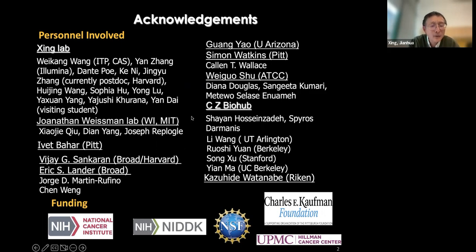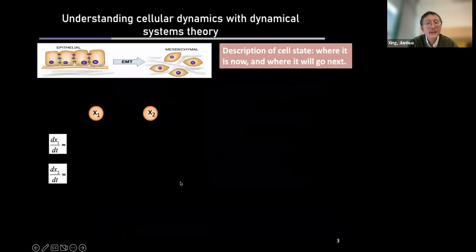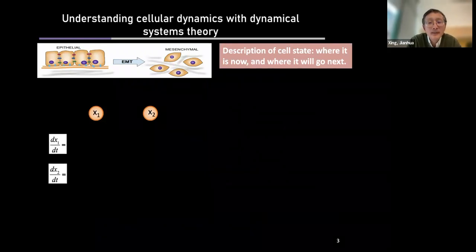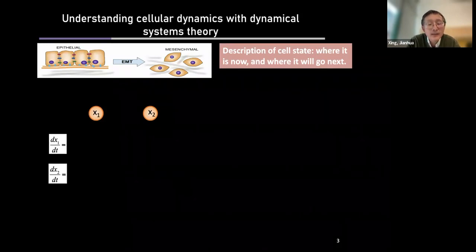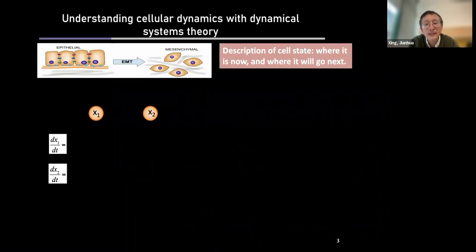I do not think I'll go to the live-cell imaging part, but there are also a lot of collaborations and funding. Okay, so let's start with the question. The question is, we have been using dynamical systems theory to describe cellular processes for a long time. What I show here is an example of a cell changing from an epithelial cell to a mesenchymal cell. We want to describe how this process happens.